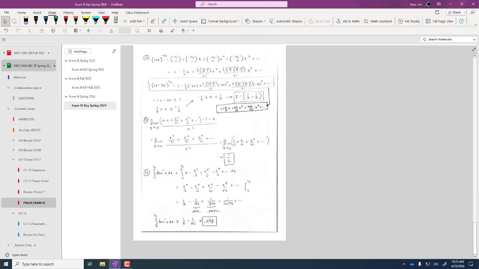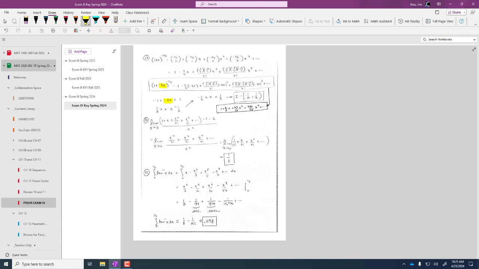The binomial one, that one overall was okay, as long as you don't forget the negative, and as long as you do this substitution here. If you forgot the negative, you had a bigger interval than you needed.